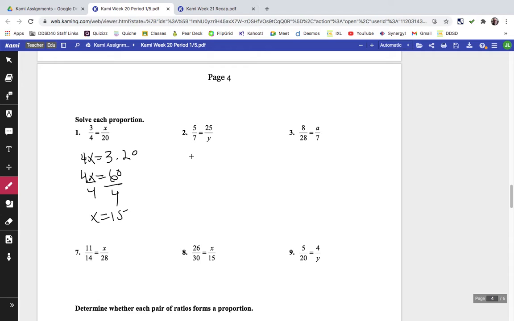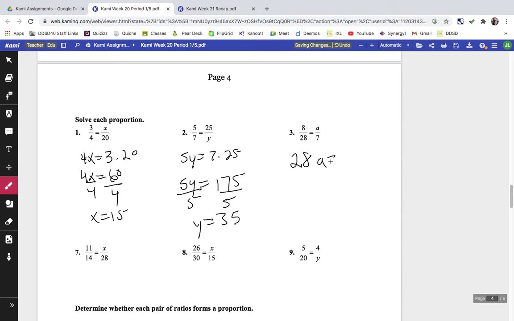So x equals 15. Cross products are equal: 7 times 25, 5y equals 7 times 25, 175 divided by 5 is 35. Okay, so this is 28a equals 56. Divide by 28, and a is equal to 2.